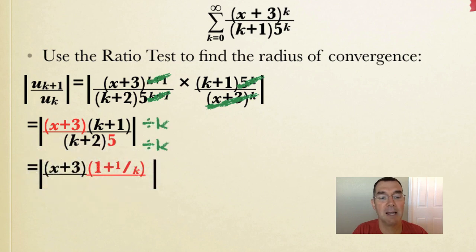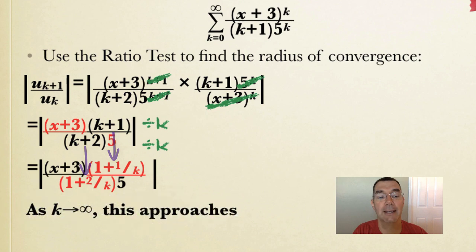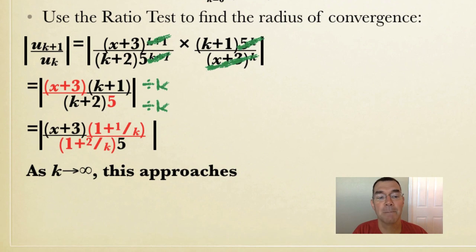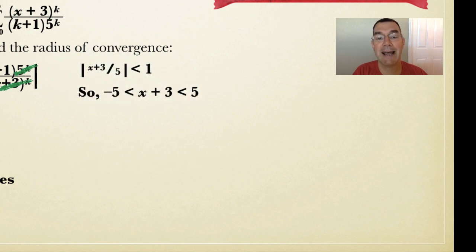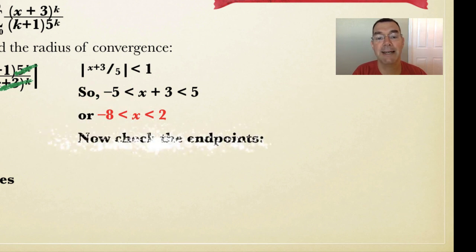All right, if I divide top and bottom by k, then the k+1 becomes 1 plus 1 over k, and the k+2 becomes 1 plus 2 over k. As k goes off to infinity, the 1 over k and the 2 over k approach 0, so I'm left with 1 plus zeros in those parentheses. So I just have the x+3 on top and 5 on the bottom. So if I have x+3 all over 5, and that has to be less than 1, then x+3 has to be between -5 and +5, or x has to be between -8 and 2.